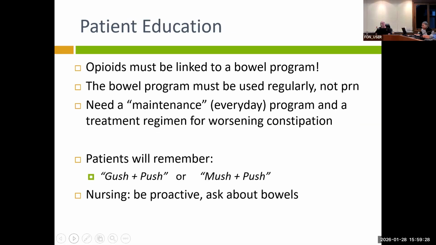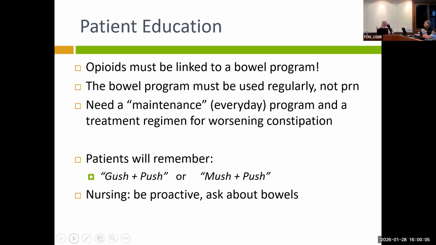So an important part of managing constipation is definitely your patient education. So you want to tell your patient, okay, as soon as you go on pain meds, you have to have a bowel program. And the bowel program must be used regularly, not as PRN or as necessary. You really have to keep with this. And what we need is a maintenance or everyday program and a treatment regimen for worsening constipation.